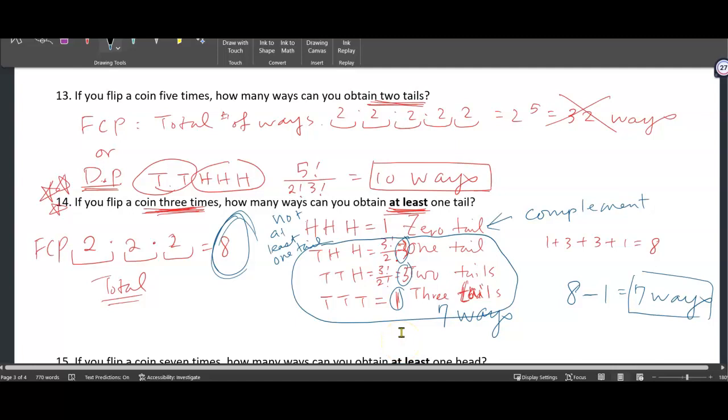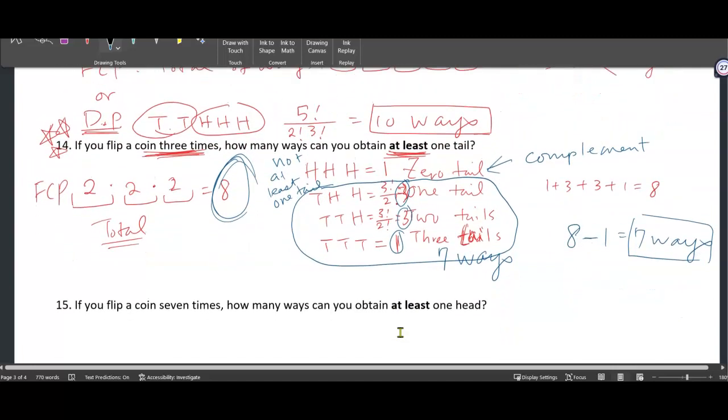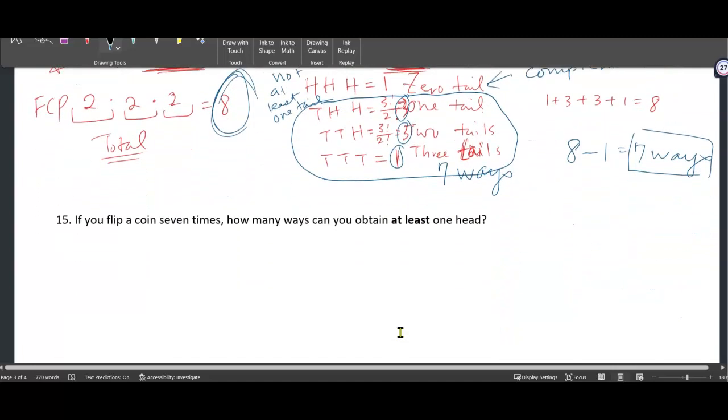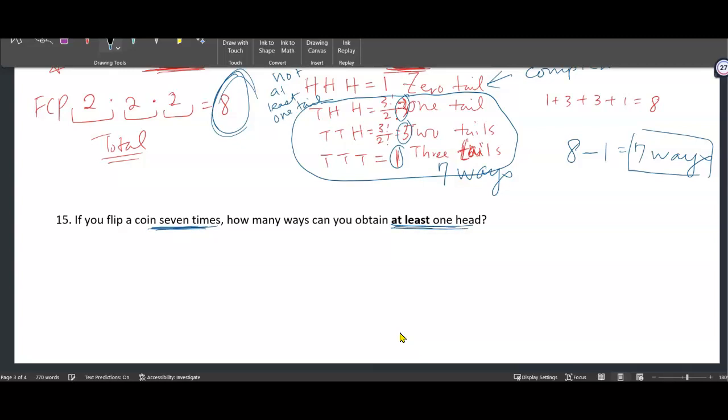Okay, so for 14 there's maybe not too much difference between the different ways of doing it, but for number 15, if you flip the coin 7 times, maybe it does make a difference which way you choose when it's at least 1 head. So what does at least 1 head mean? We can find the total if you want, and the total is always the fundamental counting principle. 7 times means you have 7 tasks.